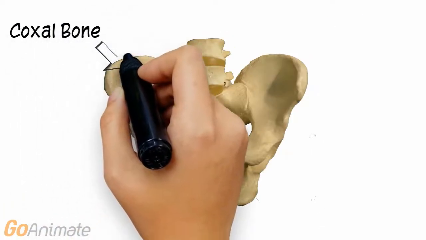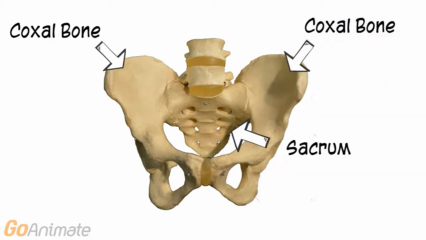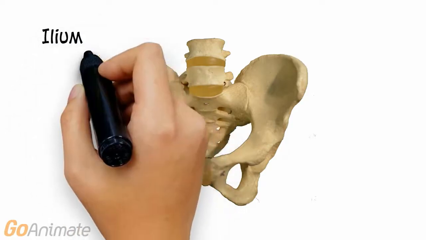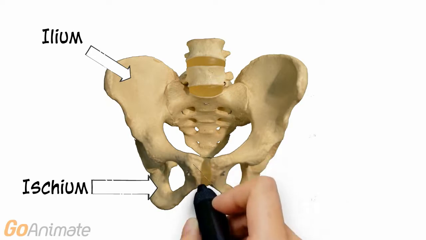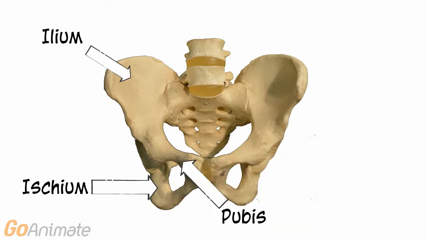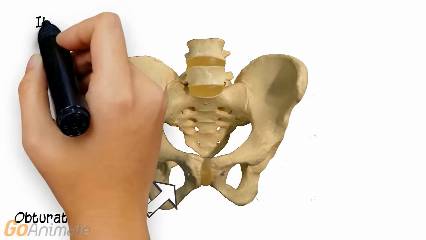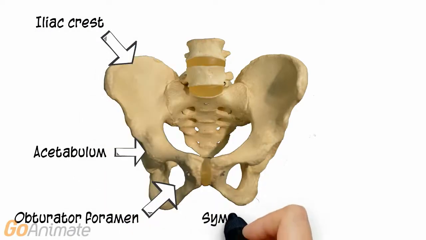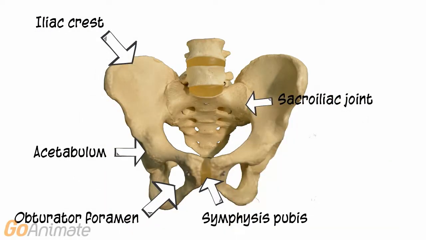Here is a picture of the anterior pelvis. The pelvis consists of two coxal bones and a sacrum. Each coxal bone consists of three fused bones: the ilium, ischium, and pubis. Here are some landmarks. The superior margin of the ilium is known as the iliac crest. The socket portion of the hip joint is called the acetabulum.